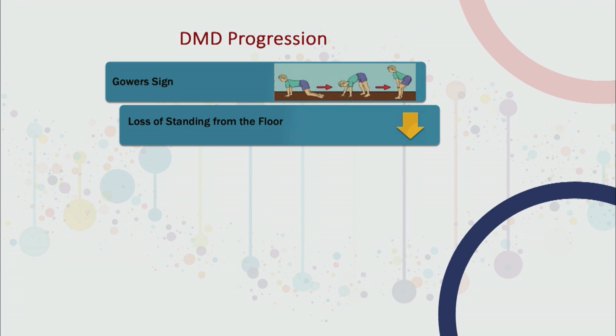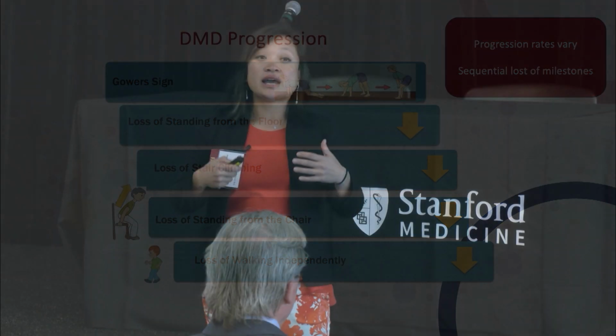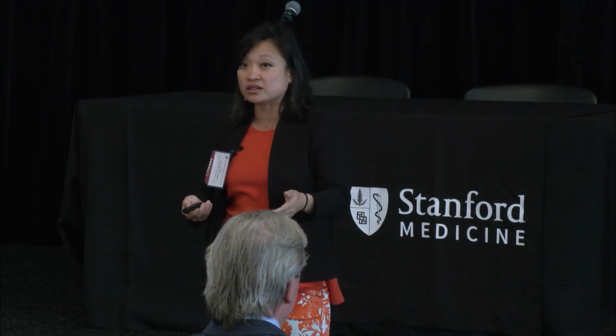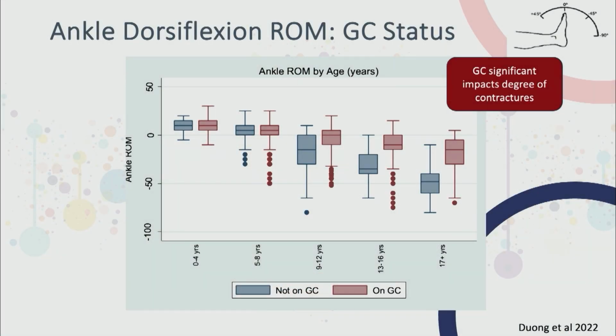The other thing we know about Duchenne is that the progression rates may vary, but it's very sequential in the loss of ambulation. First, what you'll see is a Gower sign with difficulty trying to get up from the floor, followed by difficulty stair climbing, then standing up from a chair, and the loss of independent walking. And many of you who practice in Duchenne use something like the 10-meter walk test or stair climb as a predictive measure of when somebody may lose this skill, because we know of the very clear sequential loss of these functional milestones.